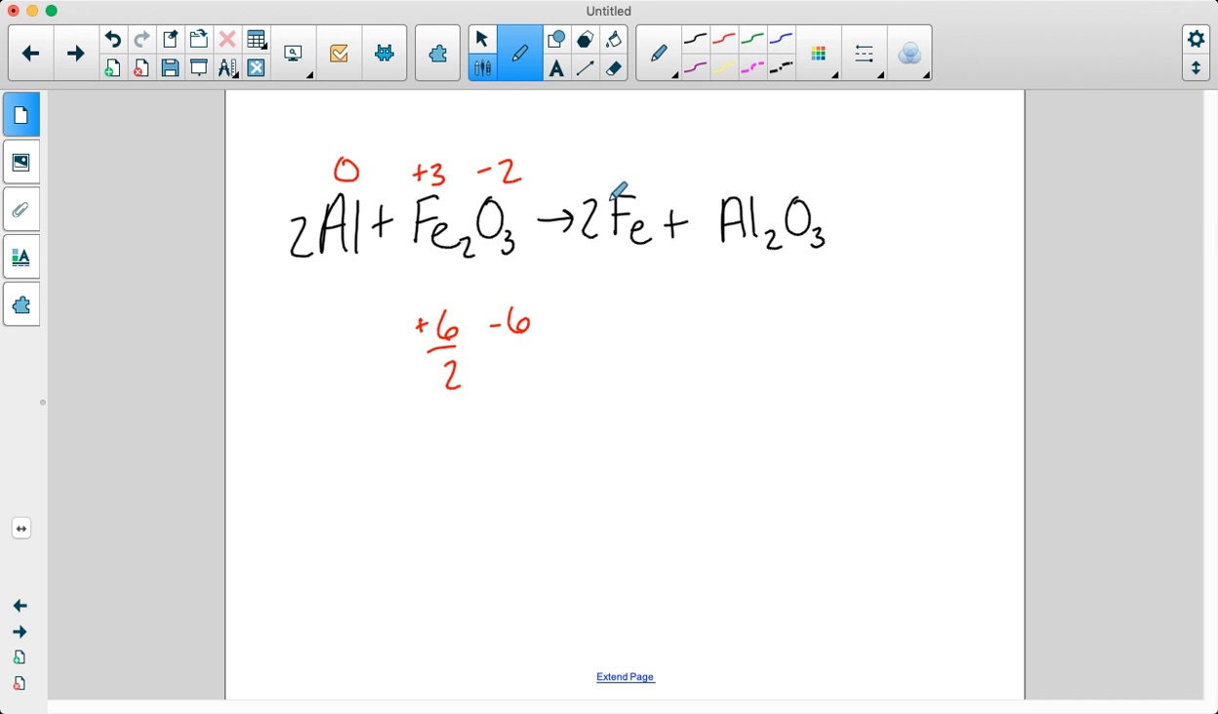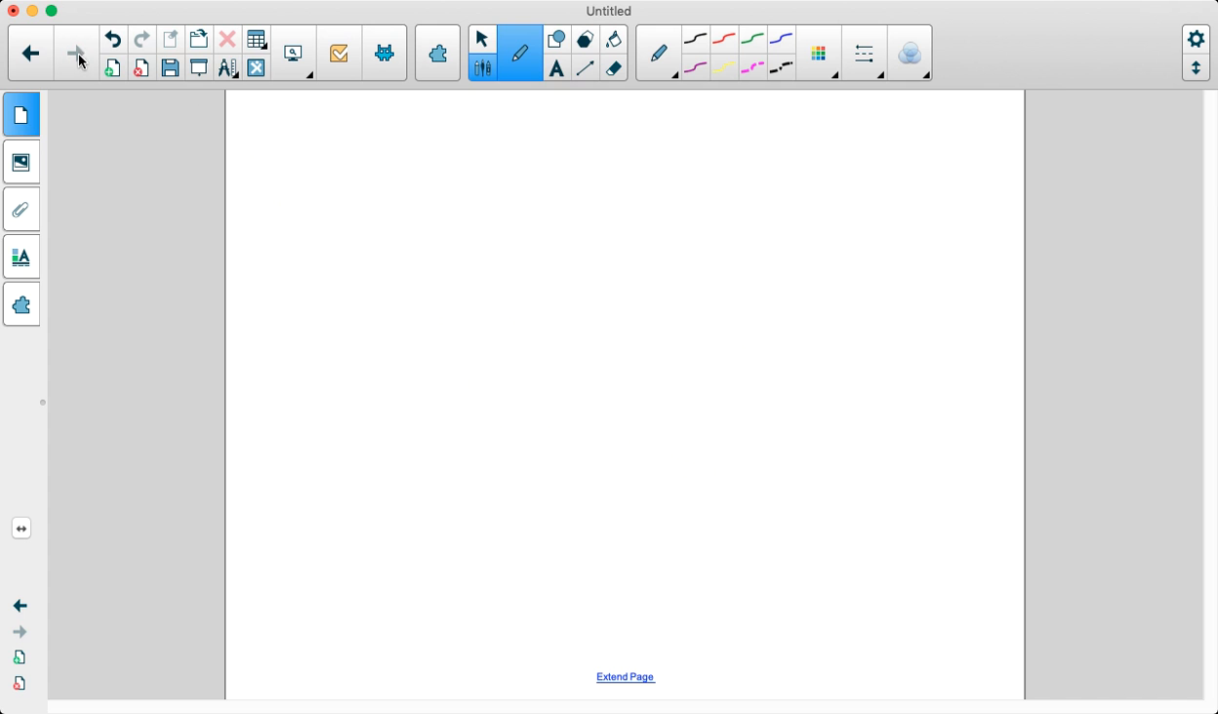Okay. Here we have iron by itself, so that's a 0. Again, aluminum, oxygen. If you look at your periodic table, oxygen's more electronegative, so it's -2. -6 means we have to have +6 to cancel it out. There's 2 aluminums, so each one's +3. All right, let's take a look at one more example here.